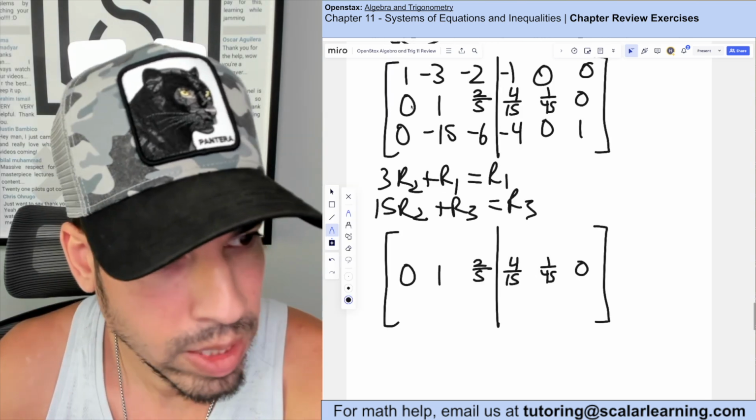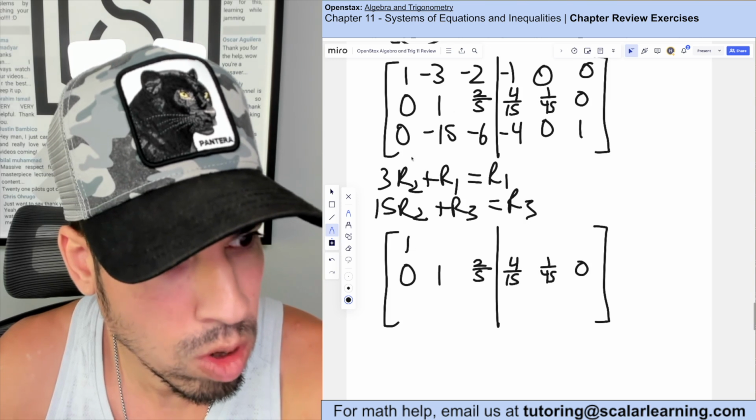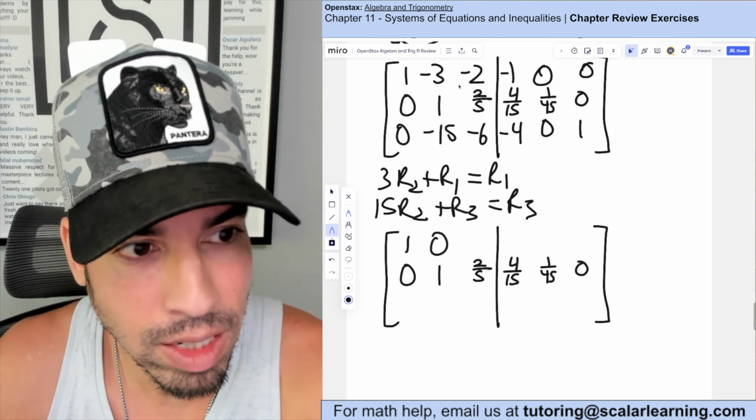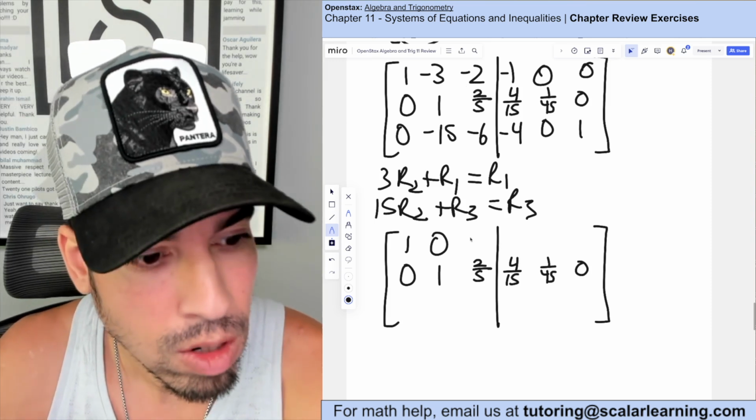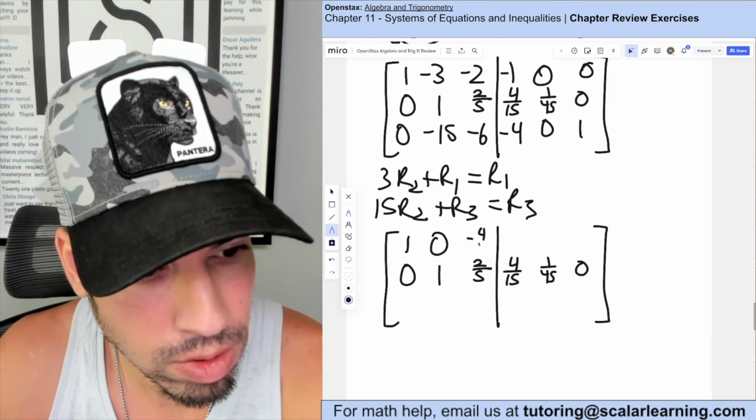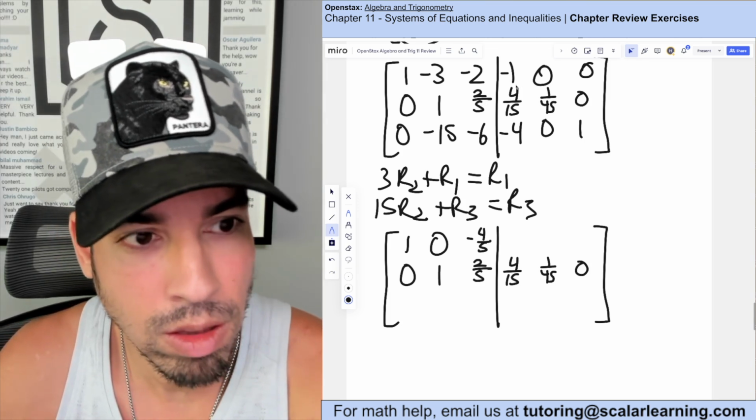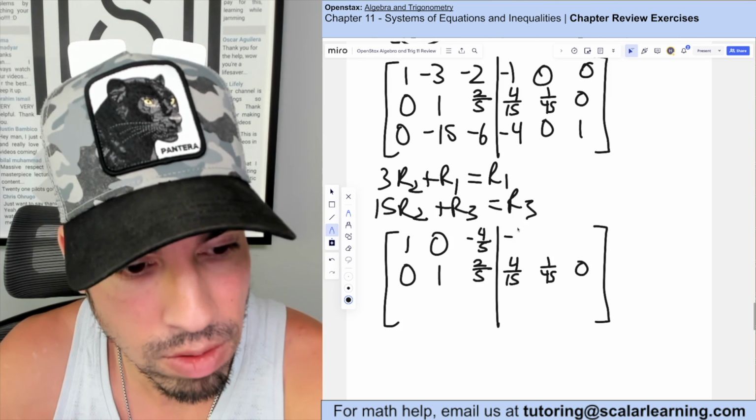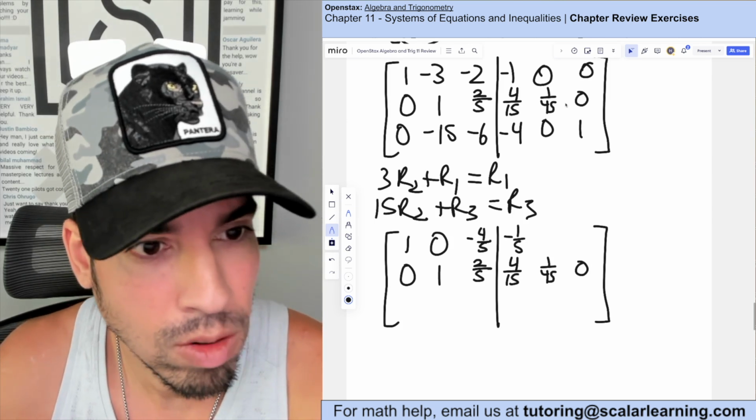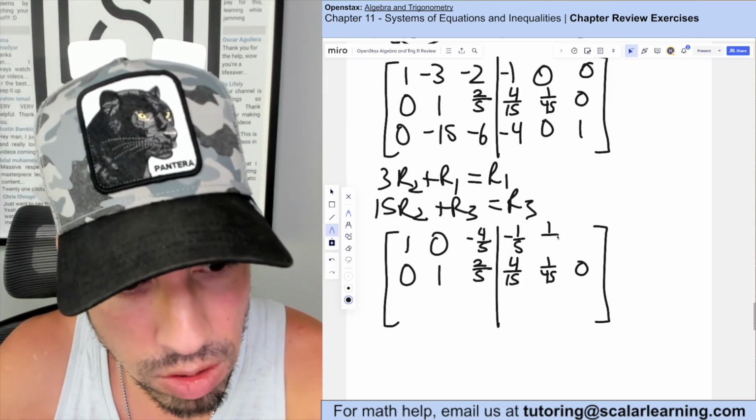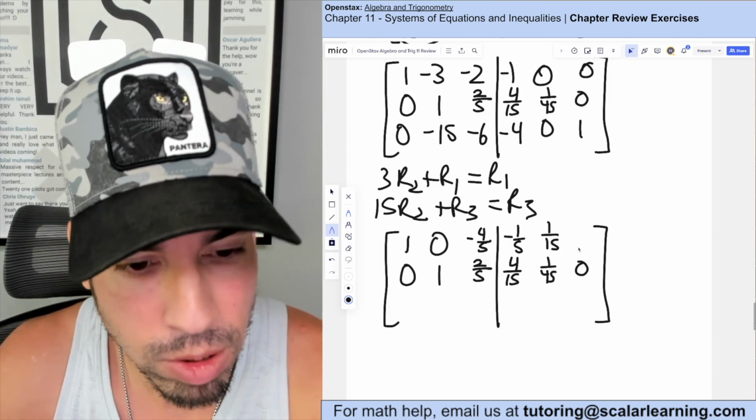Let's write it out. So we got 0 plus 1 is 1. 3 plus negative 3 is 0. 6 fifths plus negative 2, which is negative 10 fifths, would be negative 4 fifths. And then we got 12 fifteenths plus negative 1, which would be negative 3 fifteenths or negative 1 fifth. And then 3 45ths plus 0 is just 3 45ths, or that is 1 15th. And then 0 plus 0 is 0.